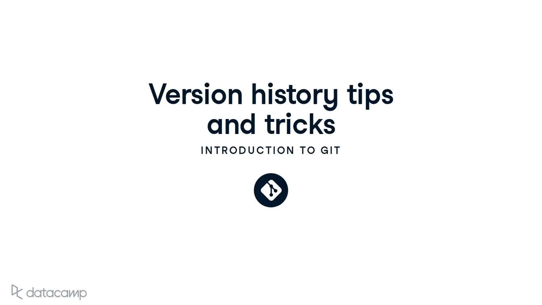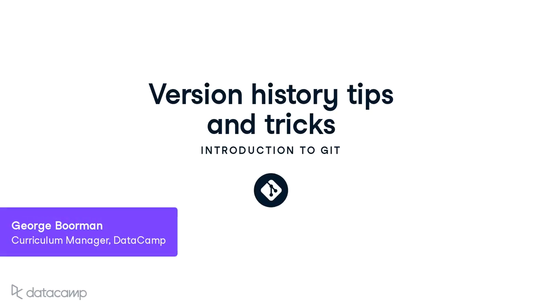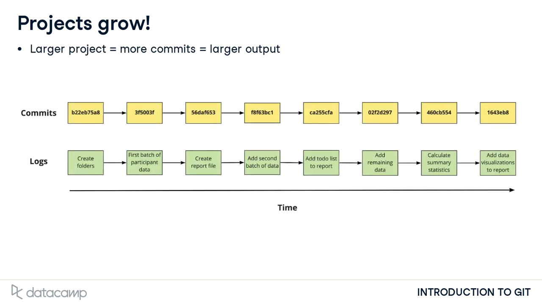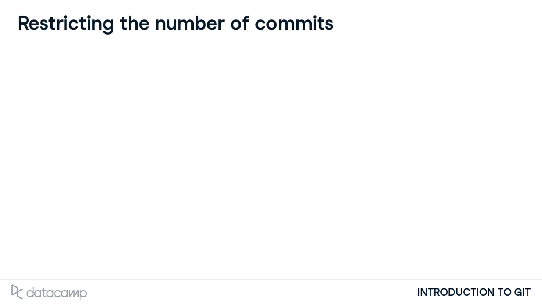We've seen how to view the history of a repo. Now, let's examine how we can customize this to suit our needs. Git log is great, but the longer our project goes on, the more commits we will make, and the more difficult and time-consuming it will become to find what we are looking for. We have a few options for customizing the Git log output.